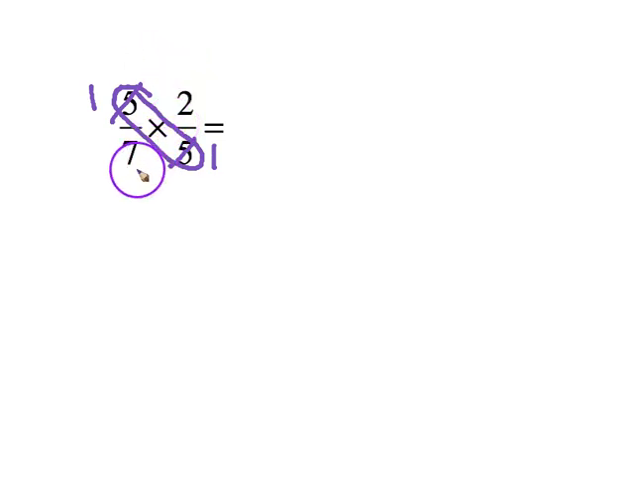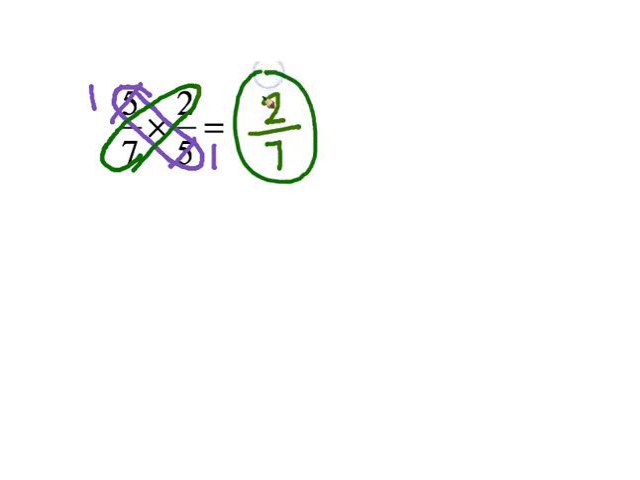Now I'm going to repeat the process with the numbers across in this direction. Do 2 and 7 have anything in common? The answer is no. So when you can't, all you do is leave the number exactly the way that it is. So here I'm going to multiply 1 times 2, which is 2, and then 7 times 1, which is 7. And then that is your answer.